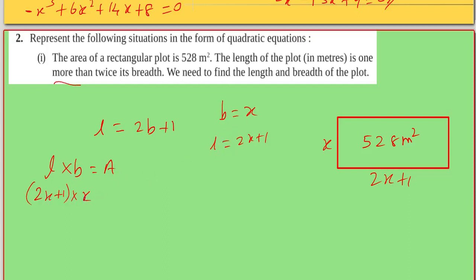Okay, length is 2x plus 1, breadth is x, and the area is 528. If we eliminate the bracket and simplify, we will get 2x square plus x. If we bring this to the left-hand side, minus 528 equal to 0. So 2x square plus x minus 528 equal to 0 is the quadratic equation we got from this given word problem. For this given situation, this is the equation we are getting.